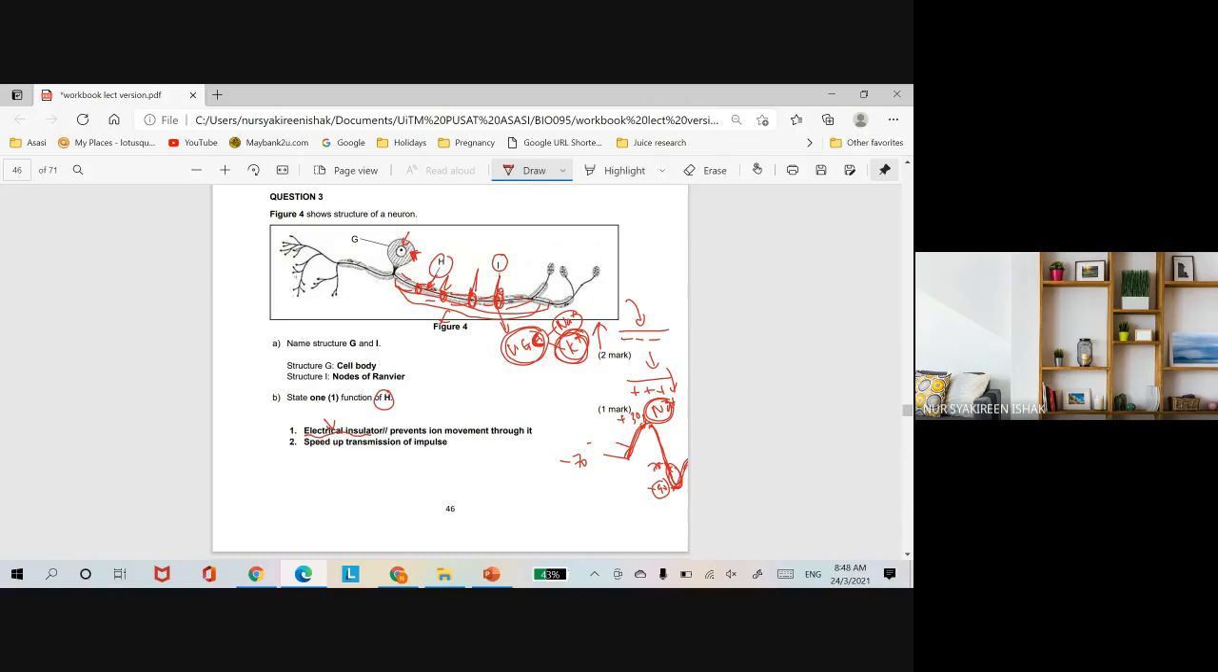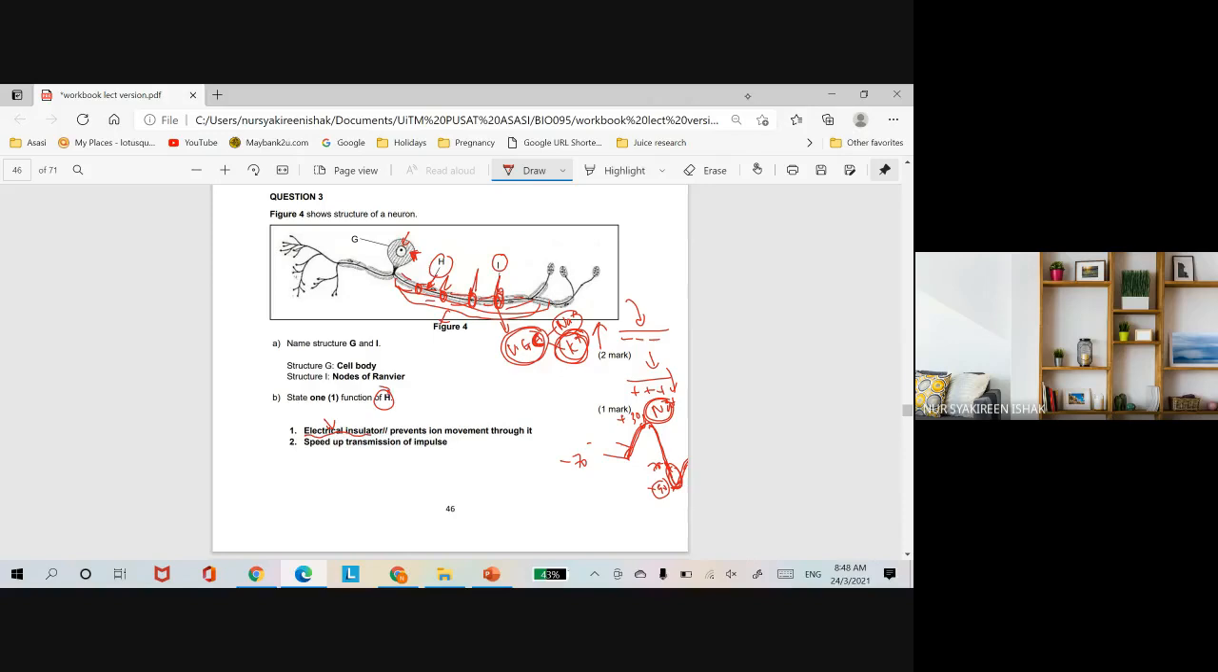Due to the three factors, which is the sodium potassium pump, the ionic concentration, which is the presence of fixed anion, and also the presence of leak ion channel. Okay, the presence of leak ion channel for sodium and also for potassium. Okay, so those are the three factors that maintain the resting potential.